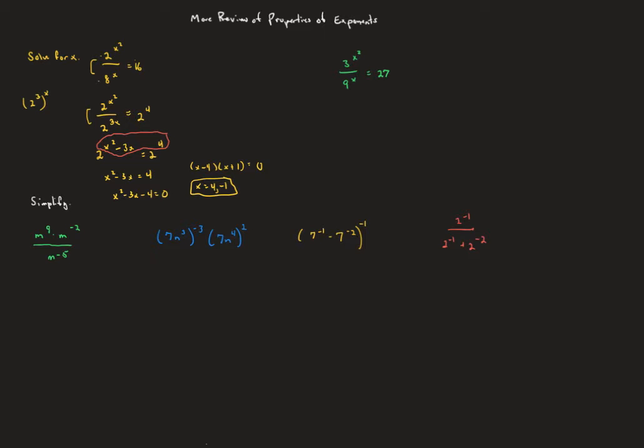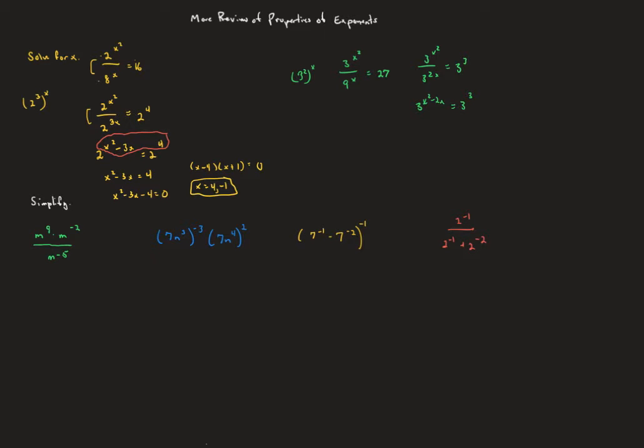Now, looking at the next one, using that same strategy, we're going to leave the 3 to the x squared. The 9 we're going to recognize as 3 squared, raised to the x will make that 3 to the 2x. And then 3 to the third is the same thing as 27. Subtracting the exponents will make this 3 to the x squared minus 2x is equal to 3 to the third.